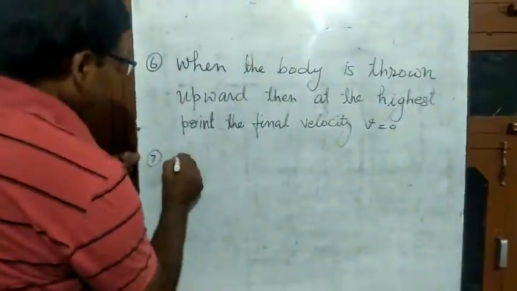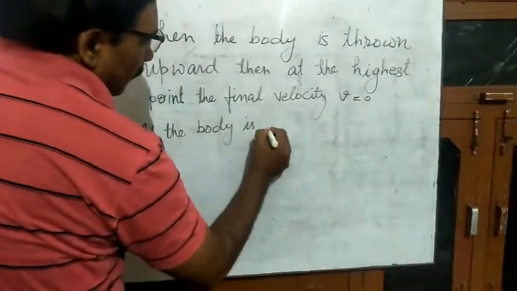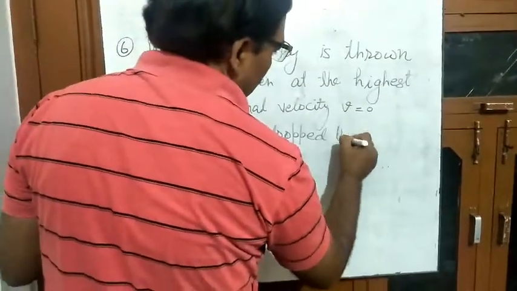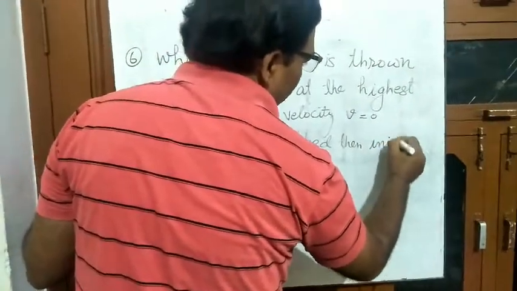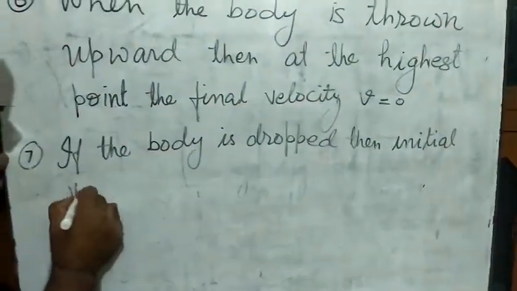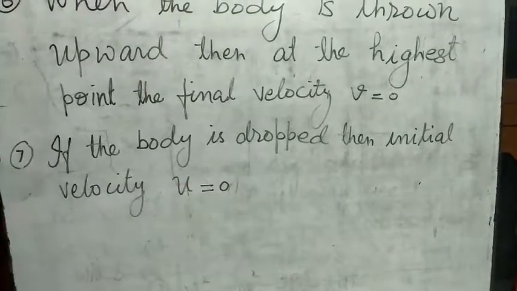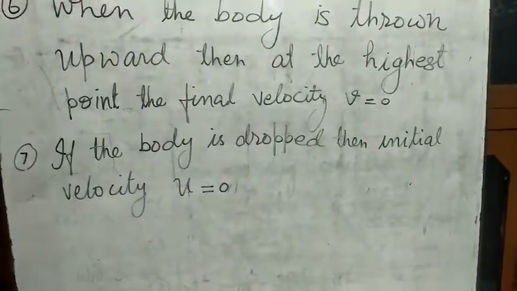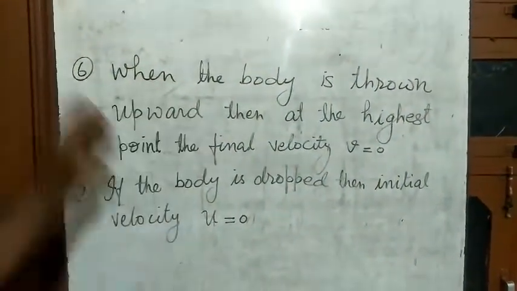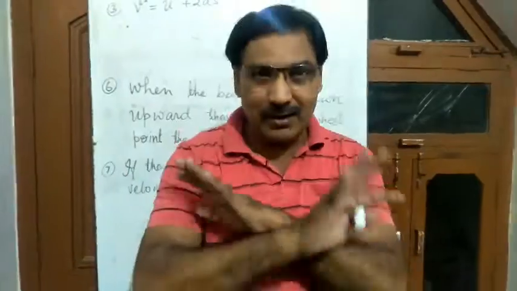The next point: if the body is dropped, then initial velocity u is equal to 0. And when it is thrown, then it will not be 0. So remember these points before going to solve the numericals. If you have these points in your mind, then you can easily solve the numericals. We will solve numericals in the next video. Till then, bye bye.